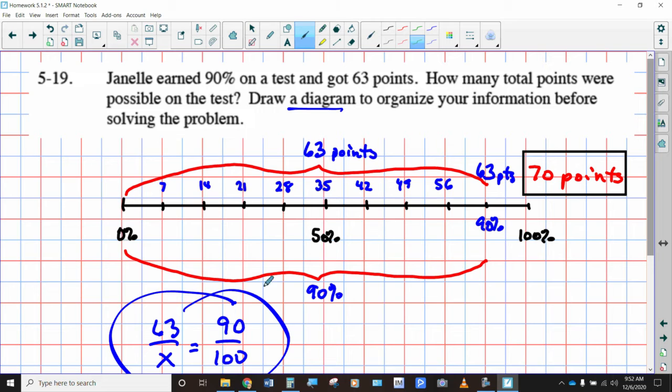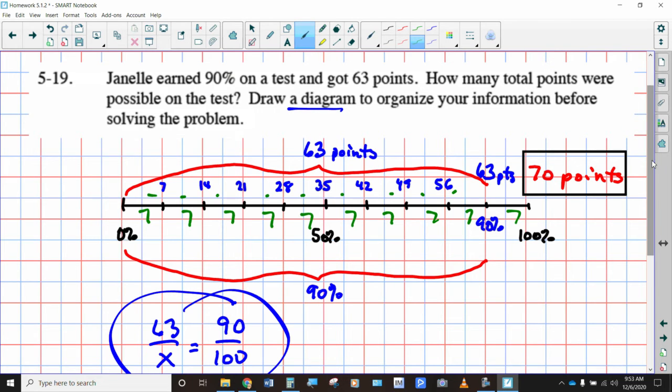So then we can take the first 9 intervals, which is 90%, and assign the 63 points to that 90%. So if you've got 1, 2, 3, 4, 5, 6, 7, 8, 9, if you've got 63 points that we break up into 9 equal parts, each one of those parts is going to be equal to 7. Which means when you extend that out to the total, it's got to be 70 points on this test.